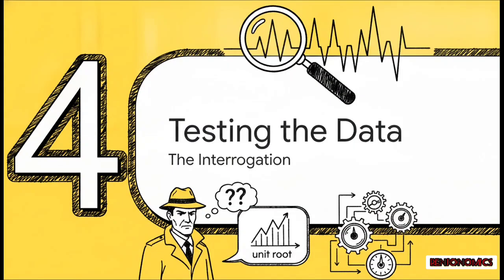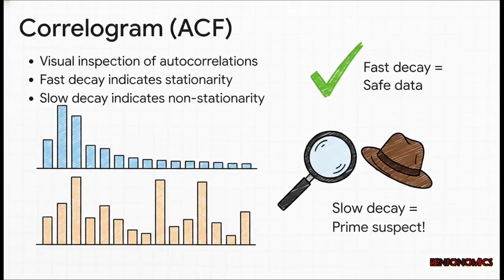That brings us to Section 4, testing the data. It's time for the interrogation. The first step in our interrogation is often visual. Using the Box-Jenkins approach, we can inspect a correlogram, which maps out the autocorrelation function, or ACF. What you're really looking for here is speed. If the estimated autocorrelations die out quickly, dropping off fast, your series is likely stationary. But if those autocorrelations show a very slow decay, yeah, you've got a prime suspect for non-stationarity.